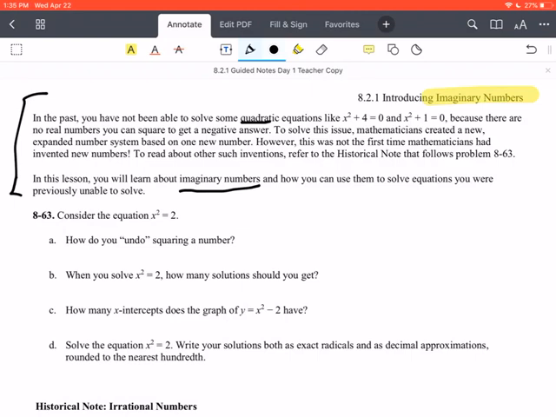So as our warm-up, we are going to look at the equation x squared equals 2. If we're going to solve this equation, question A says, how do you undo squaring a number? Everyone is going to tell me that you square root. To undo a square, we are going to take the square root. On B, it says, when you solve x squared equals 2, how many solutions are we going to expect to get? A lot of people like to just think one, but we need to remember that we are going to get two solutions.